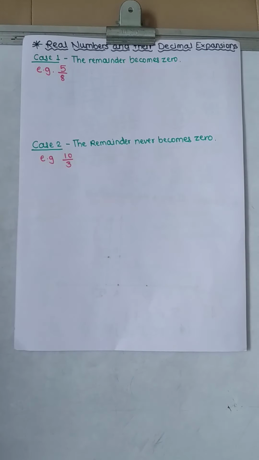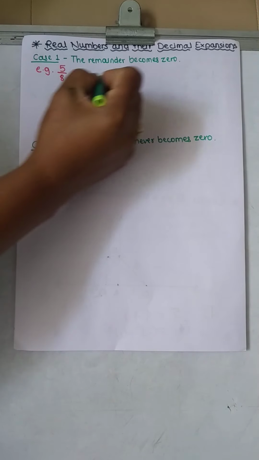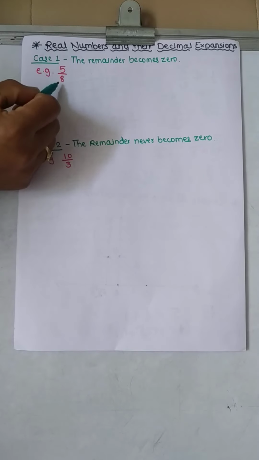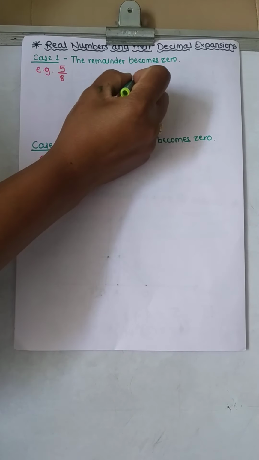Next concept we will see, that is real numbers and their decimal expansions. So in this case, 2 cases we are going to see: the remainder becomes 0 and the remainder never becomes 0. So this is nothing but a division only, but in this division we are just going to observe the remainder we get. So when the remainder becomes 0, how will we get that? See, 5 by 8 means what? We are going to divide 5 by 8. See how to do the division.